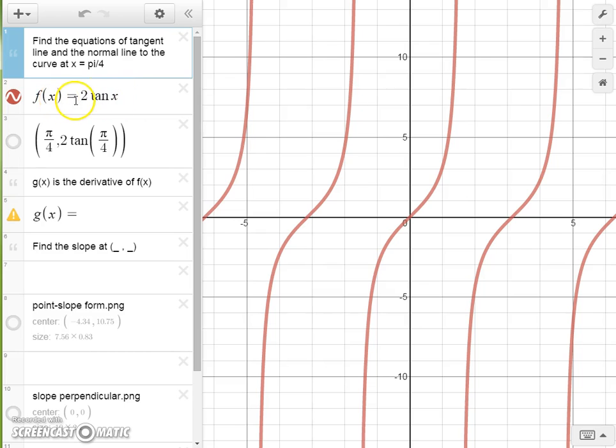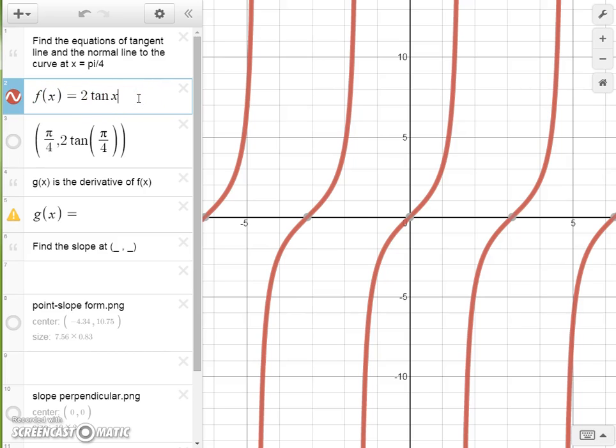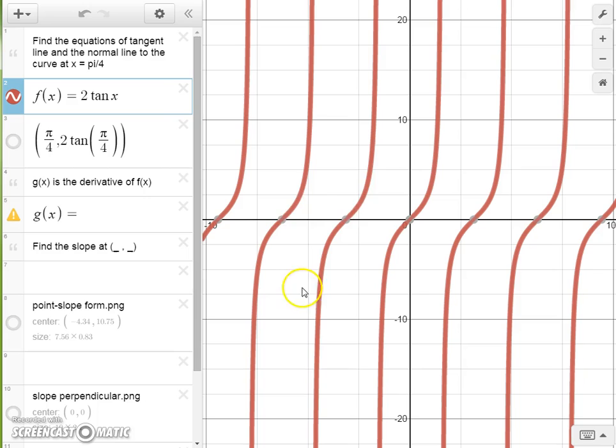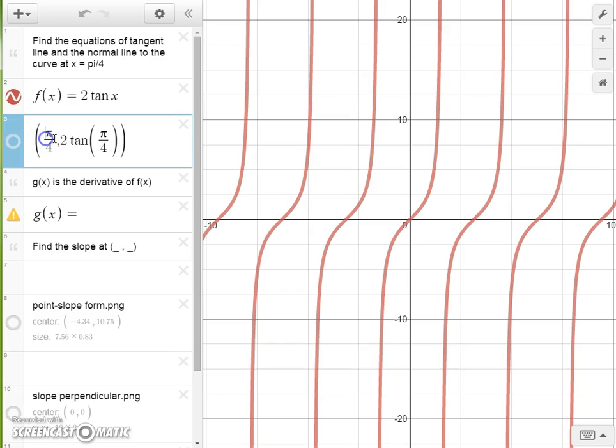The function, the curve, the trig function here, is f of x is equal to 2 tangent x. So you can see a very typical tangent graph, and it just repeats for an interval of pi. The period for the tangent graph is pi. Okay, nothing new. Now, they want us to find the equation of the tangent line at a specific point. The point is x is equal to pi over 4. That's my x coordinate.